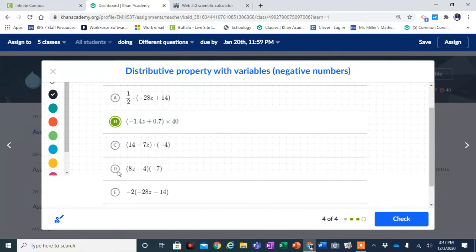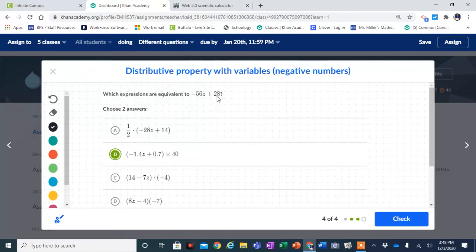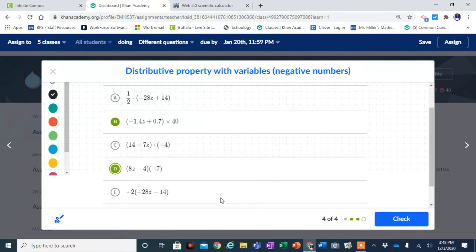So now we go on to D. So negative 7 times 8. So 7 times 8 is 56, and it's negative. And then there's also the z. So that is negative 56z. And then we have negative 7 times negative 4, which is positive 28. So the other answer would be D.